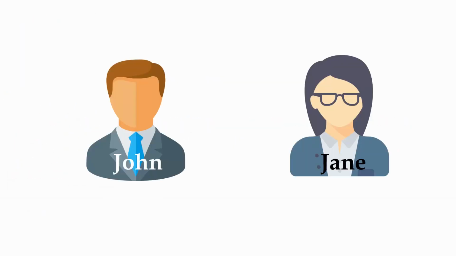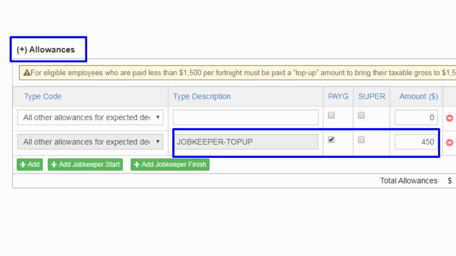As John and Jane have top-up amounts in the allowance section, for each subsequent pay run and STP lodgement to the ATO, you will need to add the JobKeeper top-up and the amount in the allowance section of the payslip to be lodged.